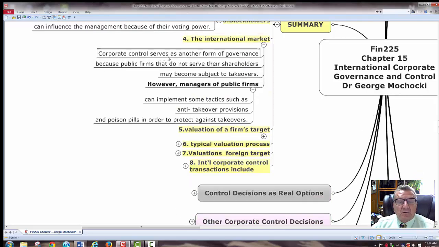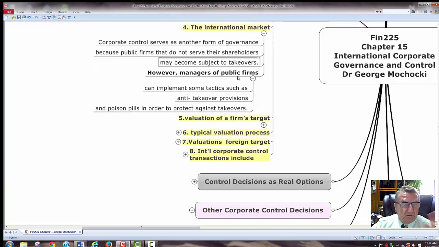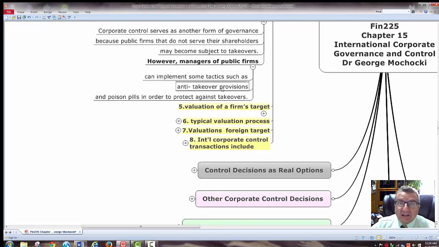Corporate control serves as another form of governance, because public firms that do not serve their shareholders may become subject to takeovers. That's why managers of public firms can implement tactics such as anti-takeover provisions and poison pills to protect against takeovers. They make some kind of buyout arrangement or some kind of protection.